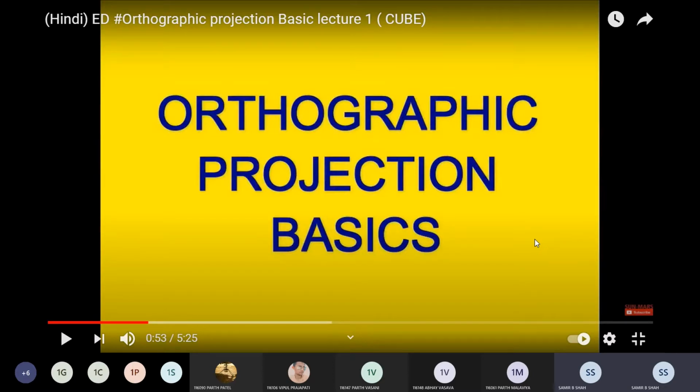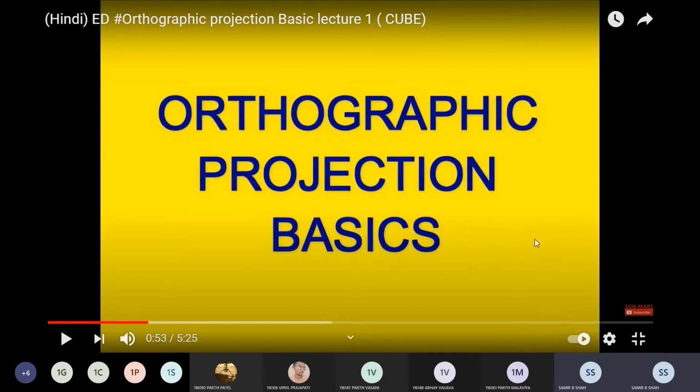Before starting this example, I will explain 2 kinds of methods for orthographic projection: first angle projection method and third angle projection method. You remember that only first angle projection and third angle projection are discussed whenever we talk about orthographic projection. When the object is located in the first quadrant, the method is known as first angle projection. Similarly, when the object is located in the third quadrant, the method is called third angle projection. Second and fourth quadrant are not used.